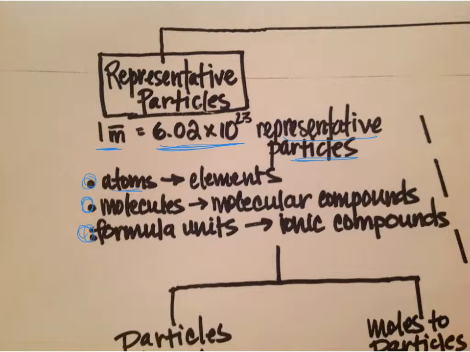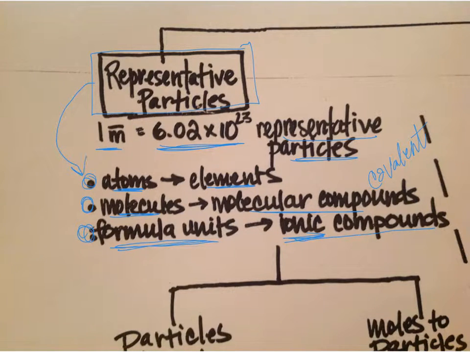Atoms are the representative particles of elements. Molecules are the representative particles of molecular compounds, which are those that are covalent. And formula units are the representative particles for ionic compounds, which obviously are ionic bonds. So when we say representative particles, we mean one of these three things: atoms, molecules, or formula units.